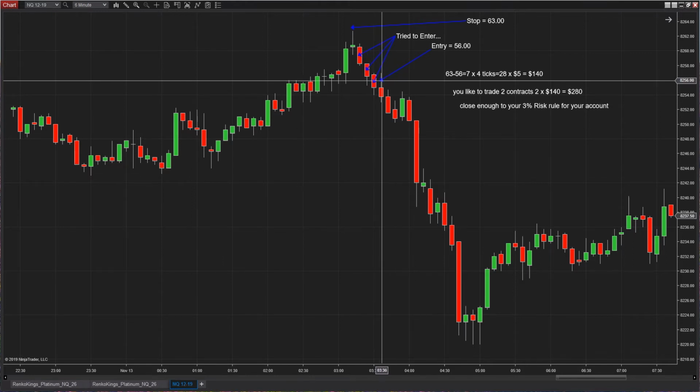We saw where the entry was going to be. All right. But we have to work backwards to figure out what risk you can handle per trade. Okay, so what I mean by that is you have to start with your account size.